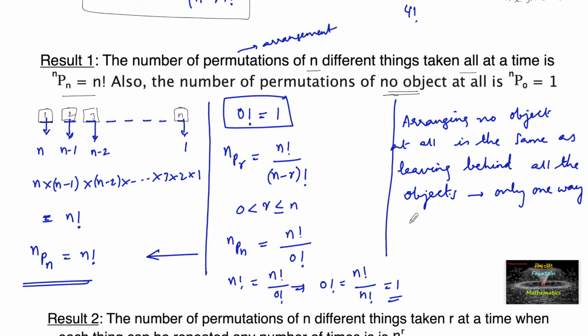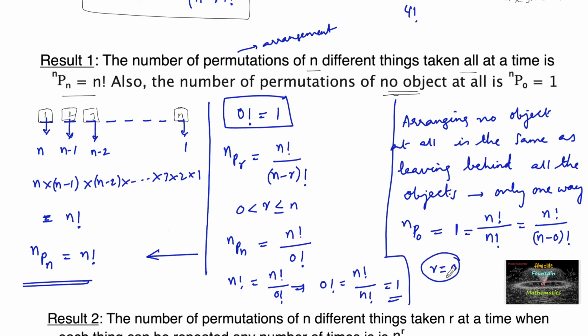So thus we can write that nP0 is equal to, no object means zero objects taken, it's only one way, that is nP0 is equal to 1. Or we can also write this 1 as n factorial upon n factorial, right? So n factorial upon n factorial is 1, and this can also be written as n factorial upon (n minus 0) factorial. So when you compare with the form nPr is equal to n factorial upon (n minus r) factorial, here r is equal to 0.